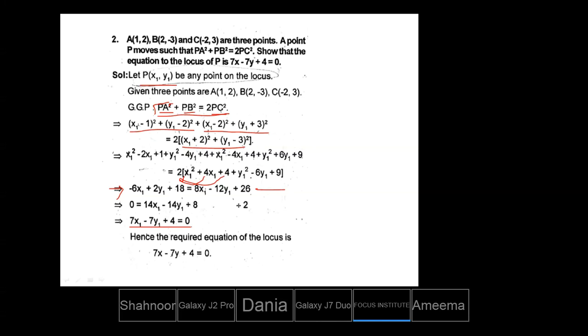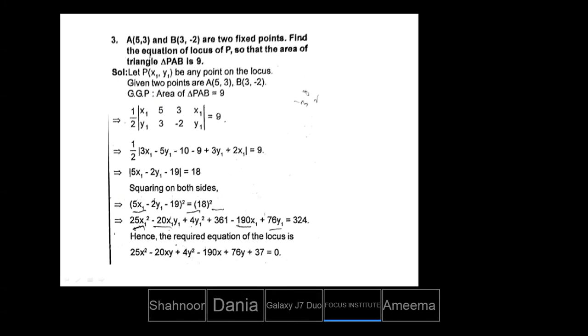Now, for the next question. A is 5 comma 3 and B is 3 comma minus 2. Are two fixed points. Find the equation of locus of P so that the area of the triangle PAB is 9. So this is a triangle PAB. Area of the triangle is given as 9. So we have to use the area of triangle formula.